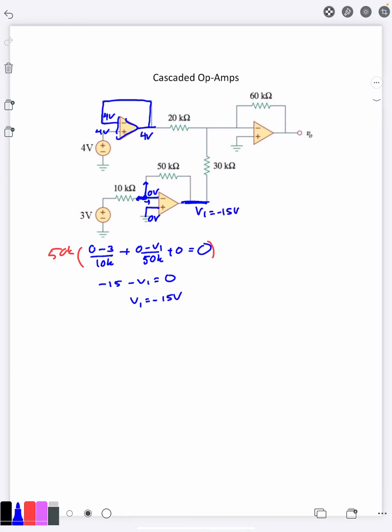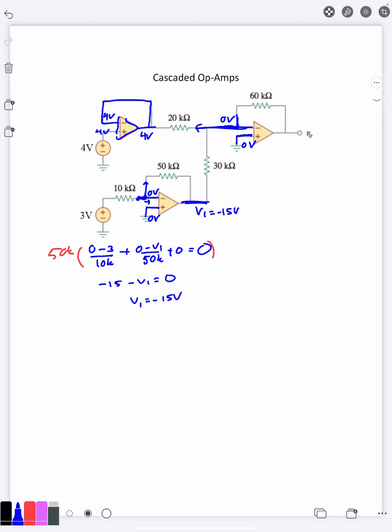Then we can continue on here at the third op-amp. One side is hooked up to ground, that means that's 0 volts. Since that's going to the positive terminal, that means by ideal op-amp, the negative terminal is also 0 volts. And we're going to go ahead and do Kirchhoff's current law, or node voltage at this negative terminal here.